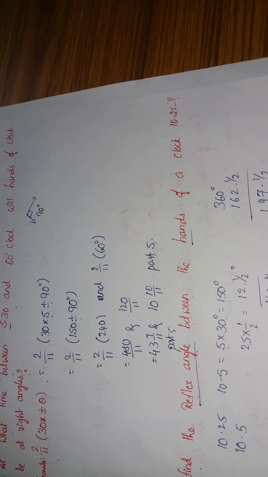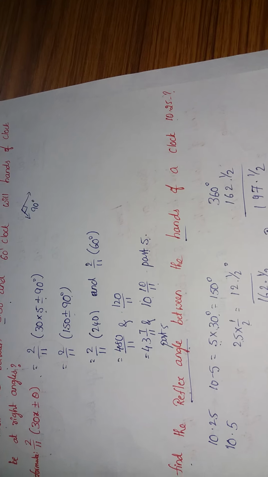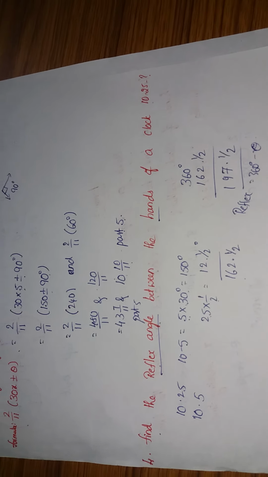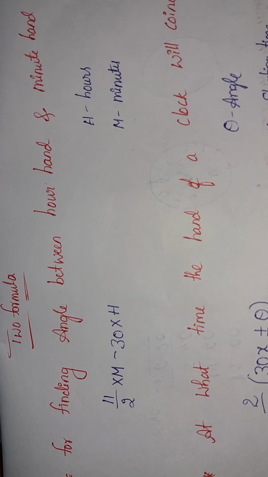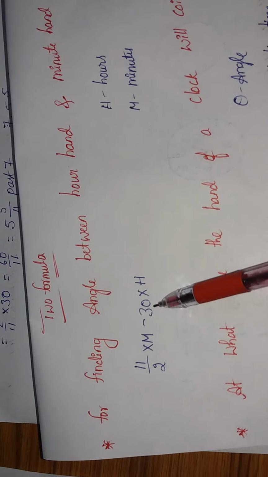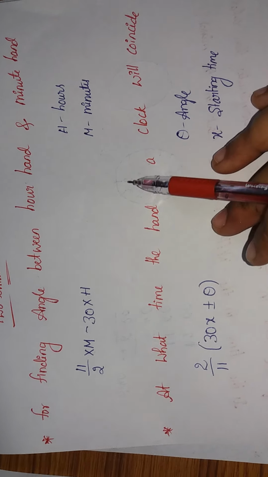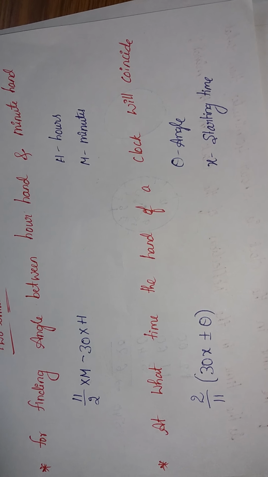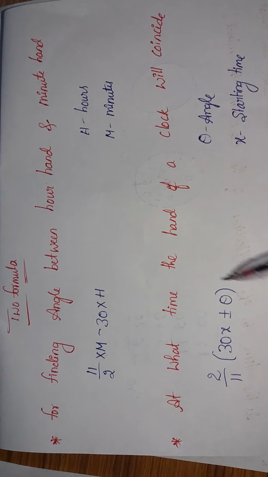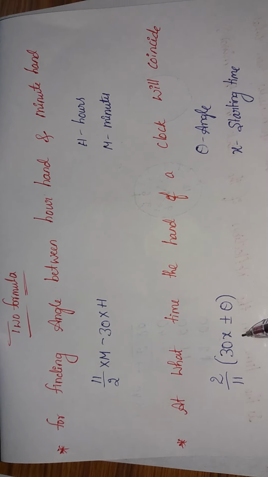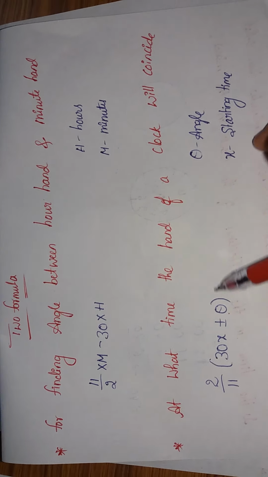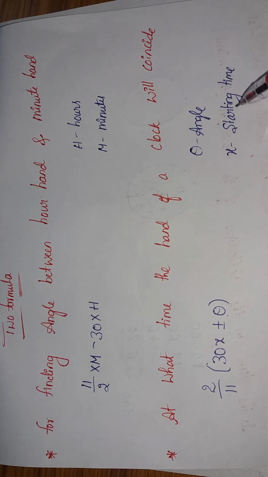So in the previous session and this session we have only two formulas. The first one is for finding the angle between the hour hand and the minute hand, that is 11 by 2 m minus 30 into h. H means hours and m means minutes. And the next one, for finding at what time the hands of a clock will coincide, is the formula 2 by 11 into 30x plus or minus theta. Here theta is the angle and x is the starting time.